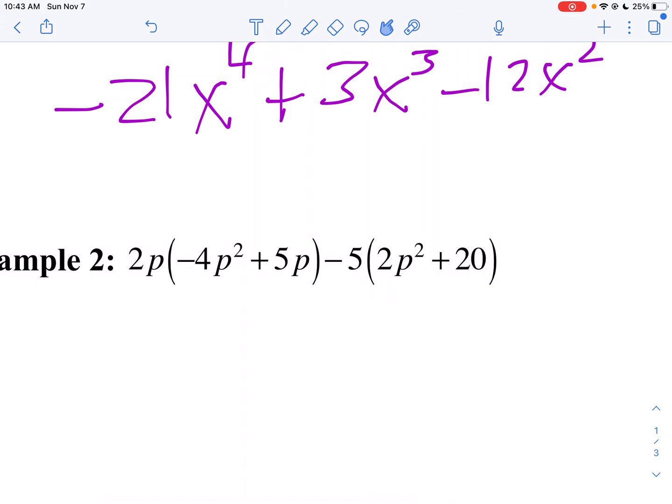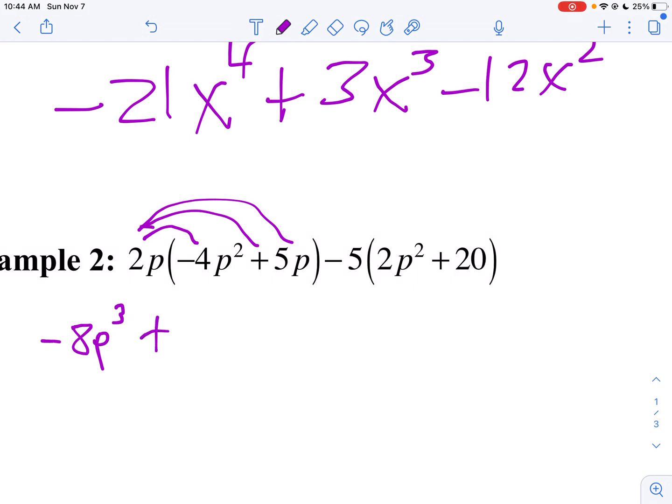Now on the next problem, we're going to multiply, then we're going to simplify. So first off, we're going to distribute the 2p in the first parentheses. So 2p times negative 4p squared is negative 8p to the third, because we have 1p and 2 more p's gives you a total of 3. Plus 10p squared, because p times p is p squared.